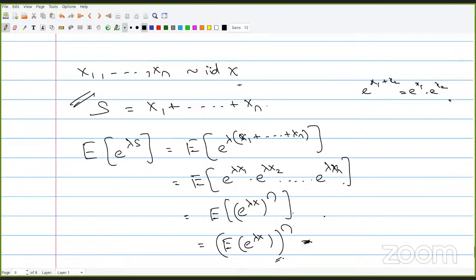If I write it from here itself, I can write it as expected value of e to the power lambda x1 times expected value of e to the power lambda x2, like this. This will be the product over the random variables if I look at the sum.